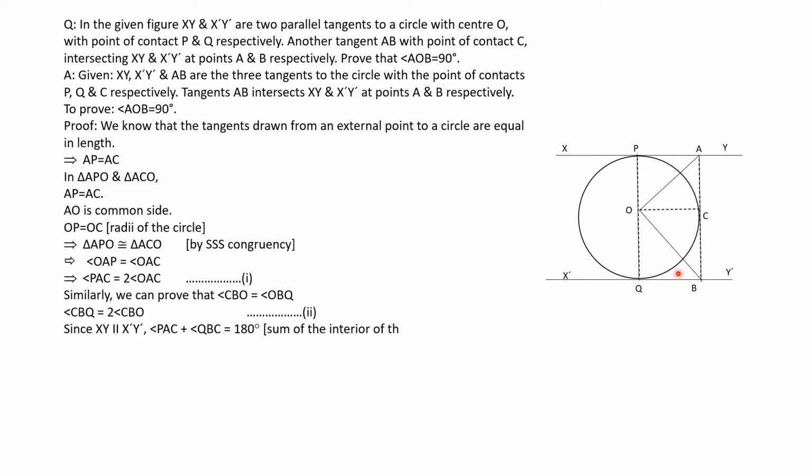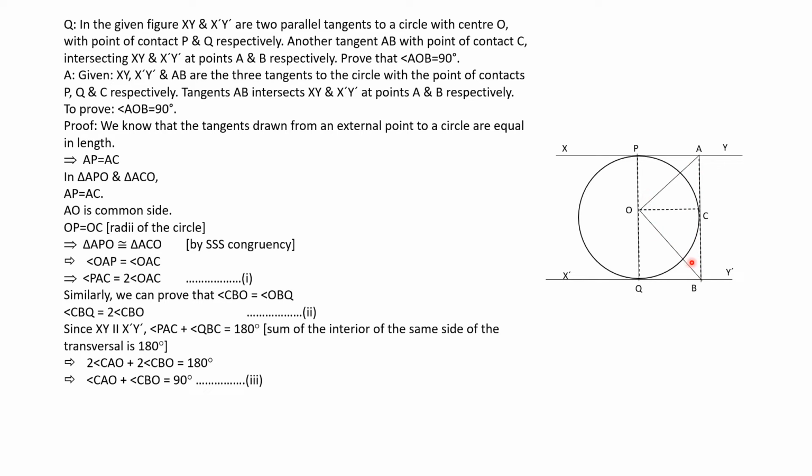Since XY is parallel to X'Y', PAC plus QBC equals 180 degrees, because this angle and this angle are supplementary, as the sum of the interior angles on the same side of the transversal is 180 degrees. This implies twice CAO plus twice CBO equals 180 degrees, or angle CAO plus CBO equals 90 degrees. This is the third equation. That means these two angles together equal 90 degrees.